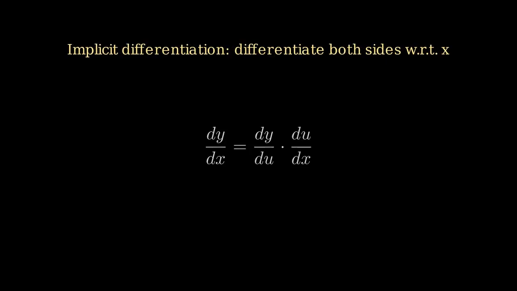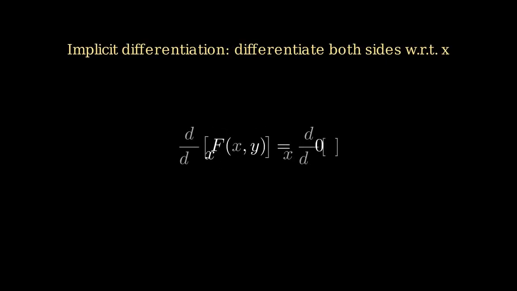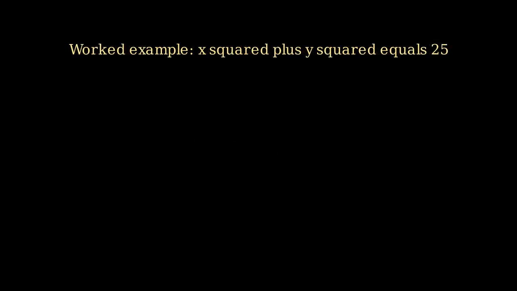Now, implicit differentiation. Sometimes y is not isolated on one side of the equation, so we differentiate both sides with respect to x, treating y as a function of x. Every single term that contains a y will need the chain rule applied to it, and that will produce an extra factor of dy by dx. Let's see this in action with a worked example.